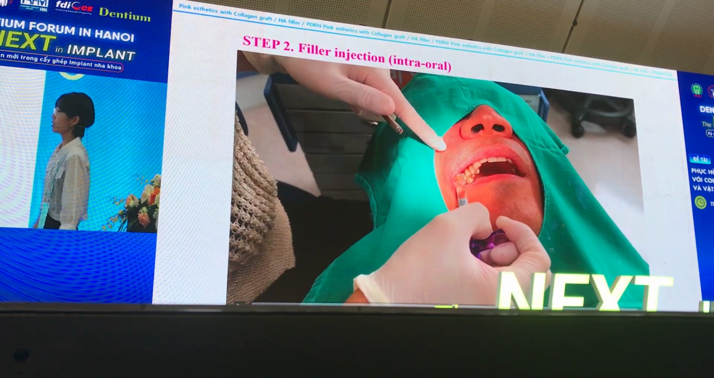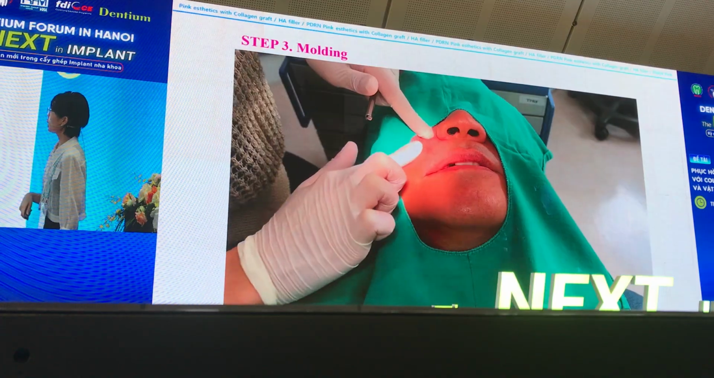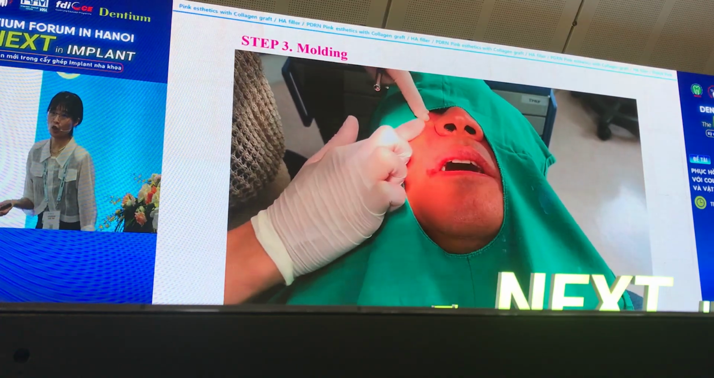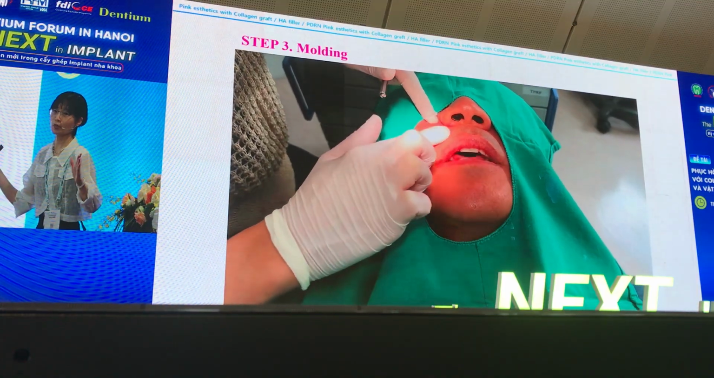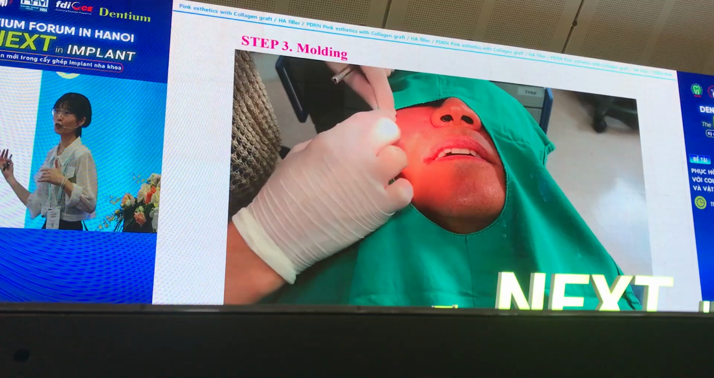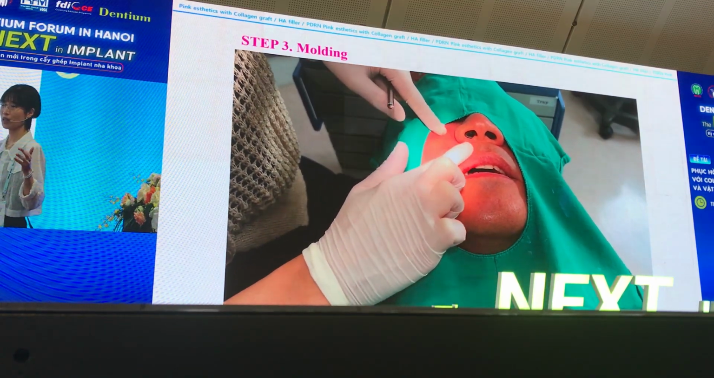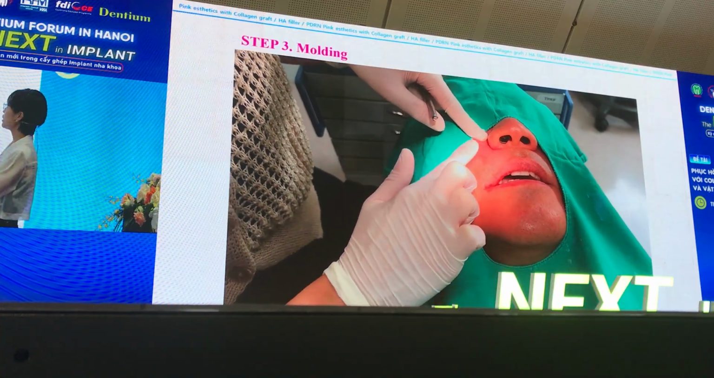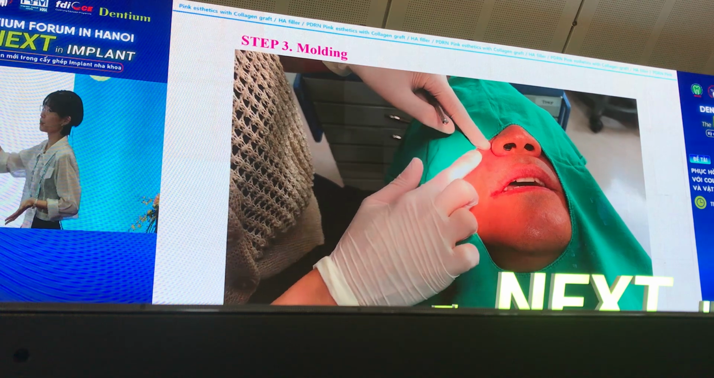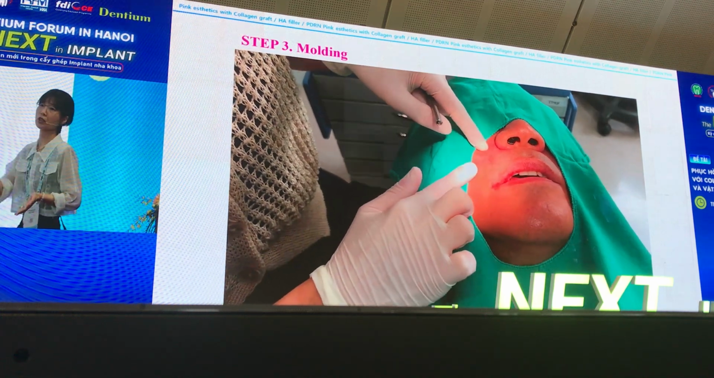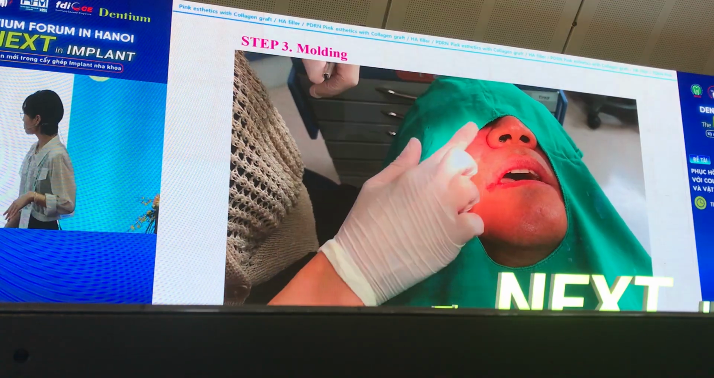After the completion of the intraoral injections, you can do the molding, right? Because the filler is very flexible, you can shape it with my hands. So you can focus and concentrate the filler just underneath the philtral column to make more lift. So we do the molding like this.